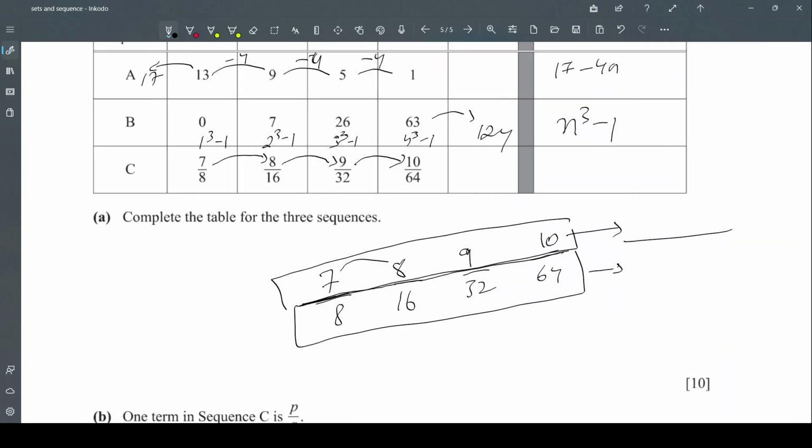Let's say what will be the nth term for this one? We have plus 1 and plus 1 over here, right? So what will be the sequence here? 6 plus n, right? This will be the nth term for the numerator.